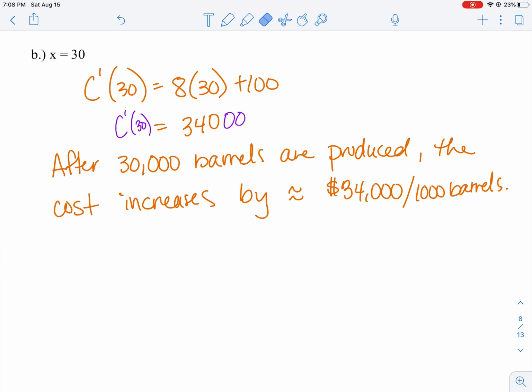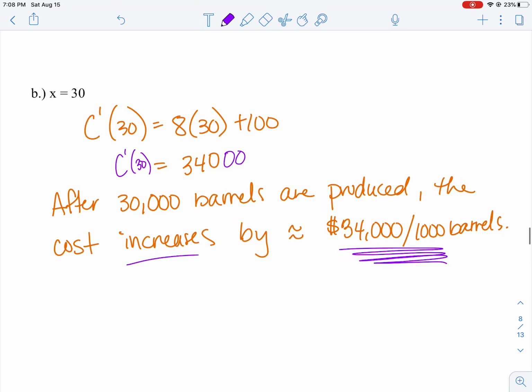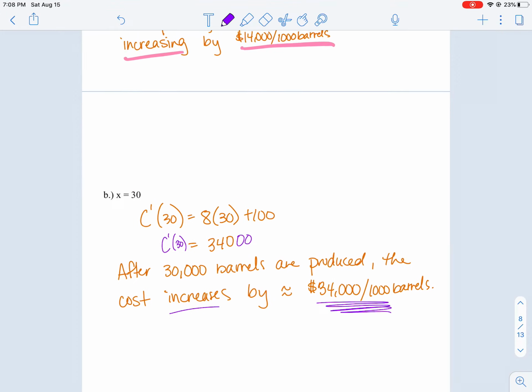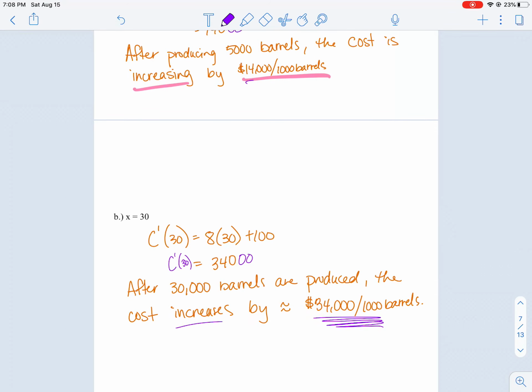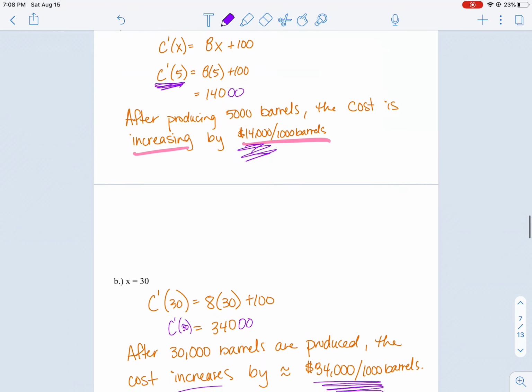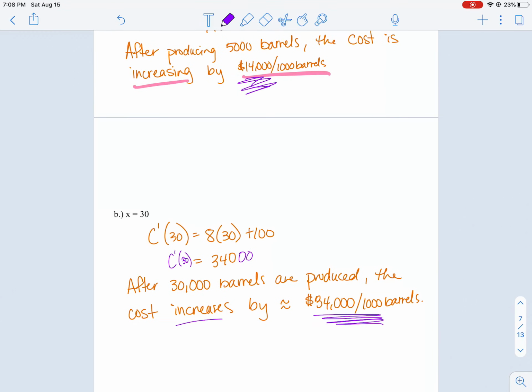So after 30,000 barrels are produced, when I go to produce the 31,000th barrel, the cost is still increasing, and now it's increasing by $34,000 per 1,000 barrels. So my cost is going up now by $34,000 per 1,000 barrels. It doesn't cost me $34,000. It costs me $34,000 more than it did just a second ago. So it actually is costing me more, right? The change is more than it was if I was just producing 5,000 barrels. Interesting.